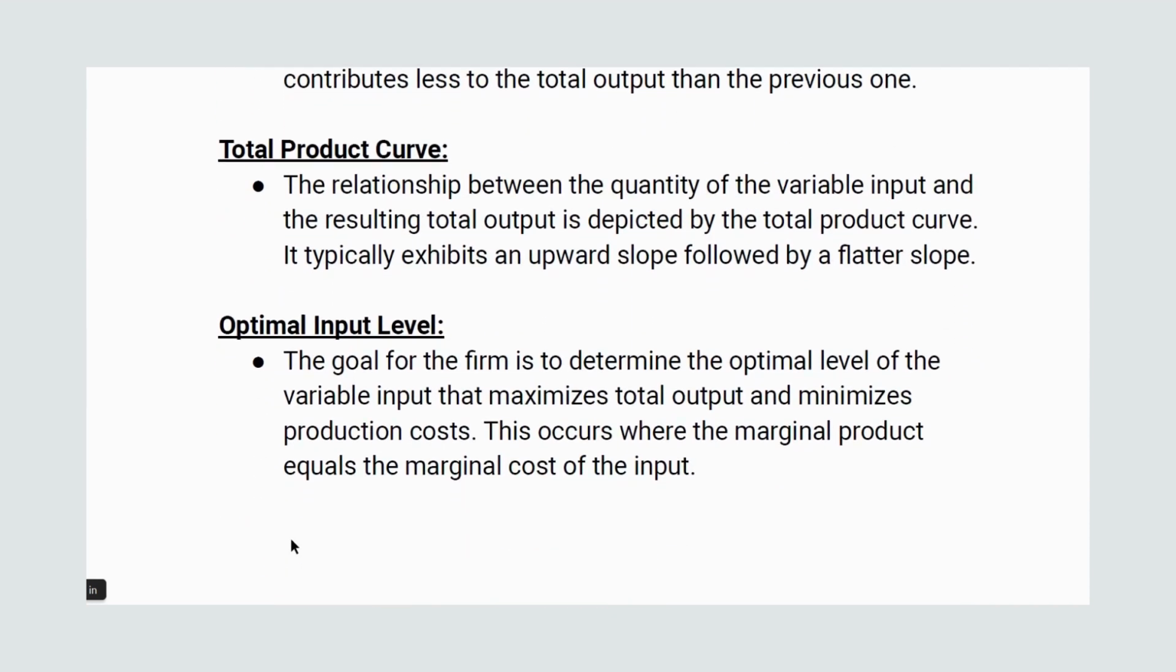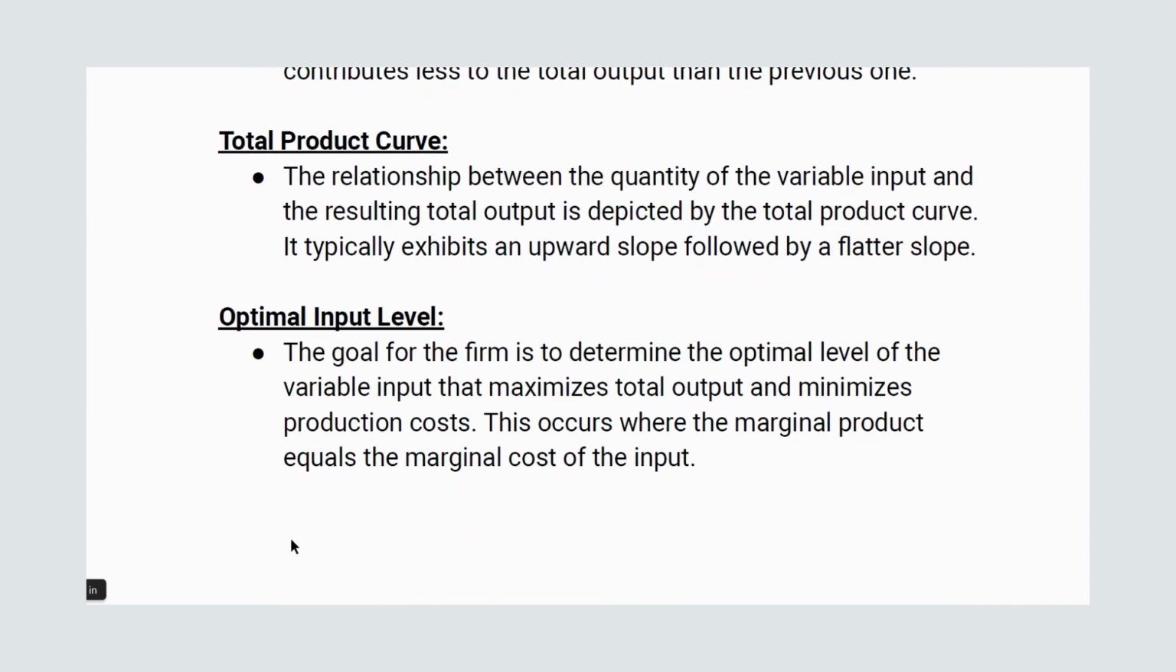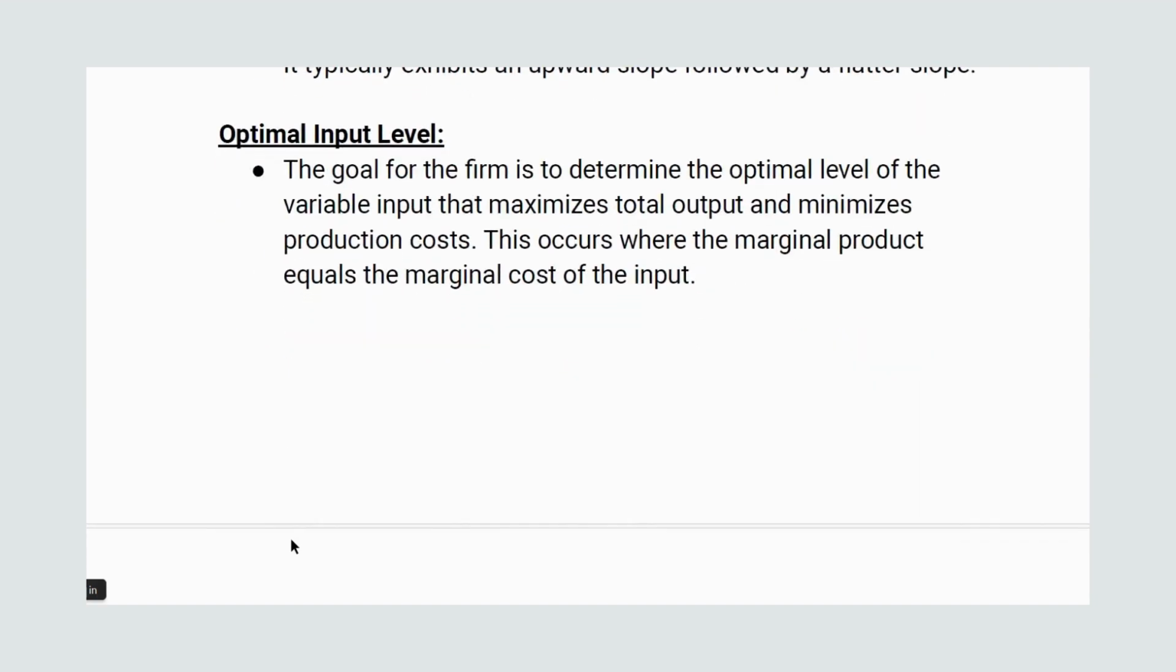So the total product curve, what happens? It is the relationship between the quantity of the variable input and the resulting total output. It typically exhibits an upward slope followed by a flatter slope. So here we can talk about the optimal input level. The goal for any firm is to determine the optimal level of variable input that maximizes the total output and minimizes the production cost. This occurs where the marginal product equals the marginal cost of the input.